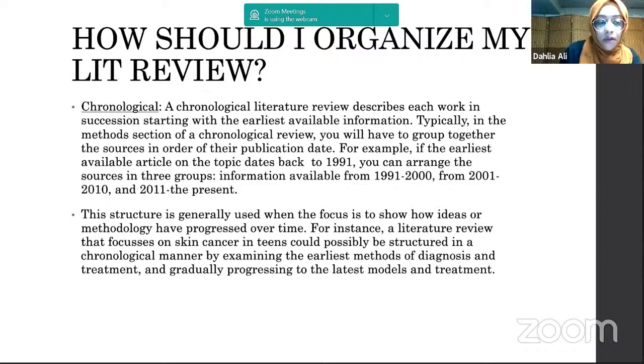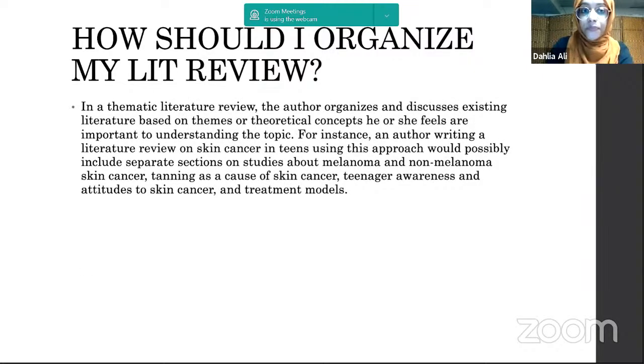This structure is generally used when the focus is to show how ideas or methodology have progressed over time. For instance, a literature review that focuses on skin cancer in teens could be structured chronologically by examining earlier methods of diagnosis and treatment, and generally progressing to the latest models and treatments.